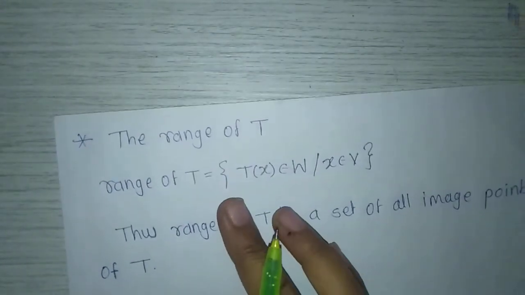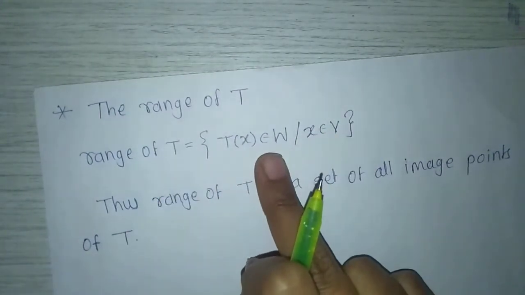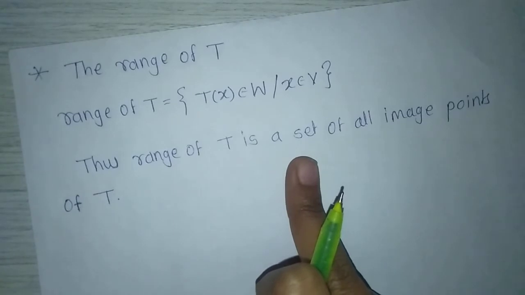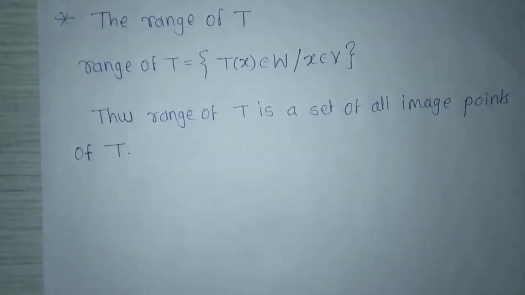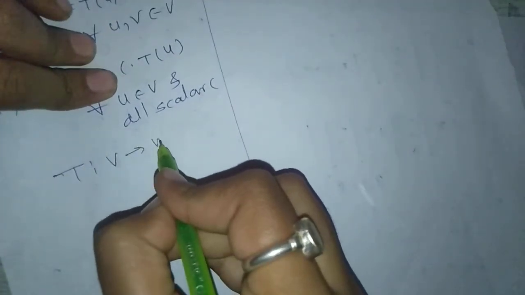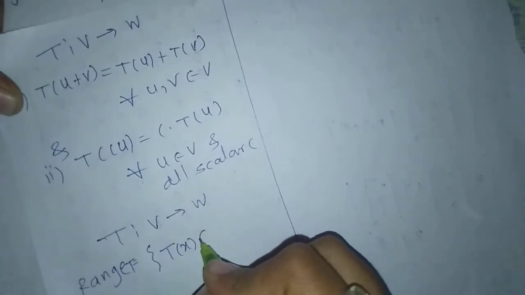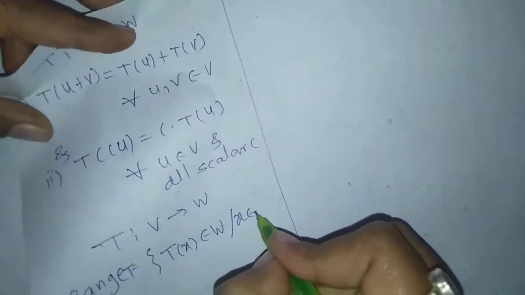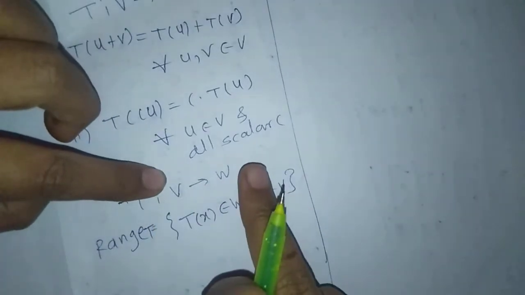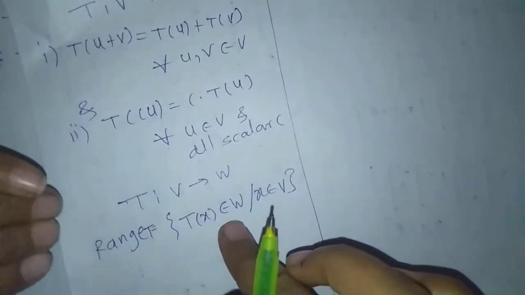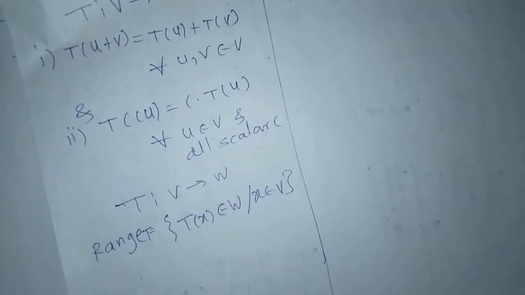The range of T is the set of T of X belongs to W such that X belongs to V. Thus, range of T is the set of all image points of T. That means, if we take a linear transformation T mapping V to W, then range of T is nothing but the image set of T, that is, T of X belongs to W such that X belongs to V. X belongs to V, T of X belongs to W, and range of T means the set of all images in W.